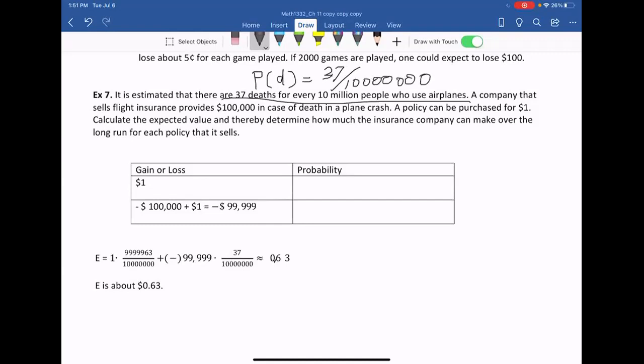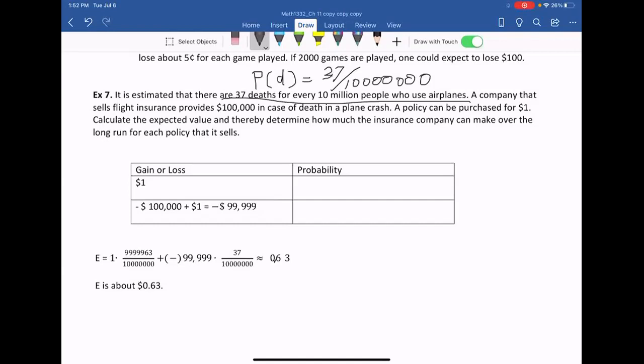Continue to read the question. A company that sells flight insurance provides $100,000 in case of death in a plane crash. A policy can be purchased for $1. Calculate the expected value and thereby determine how much the insurance company can make over the long run for each policy that it sells.